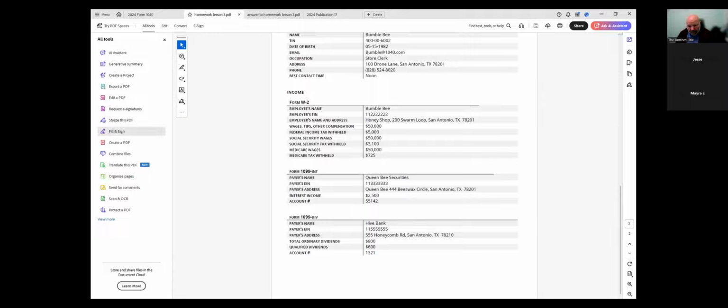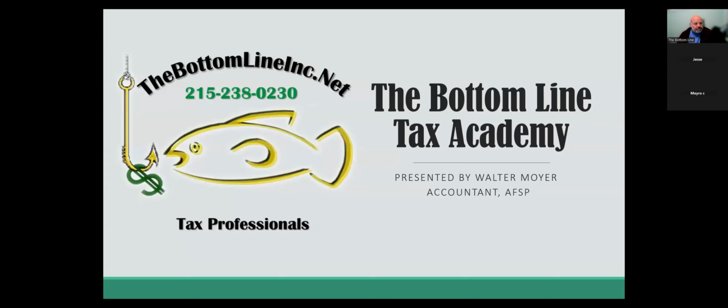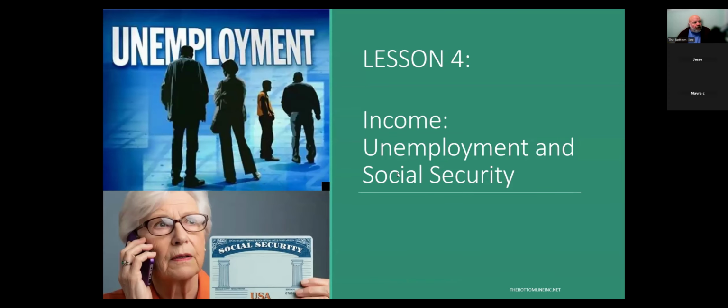We're going to keep talking about income. So tonight, though, we're going to talk about Social Security income and unemployment income.